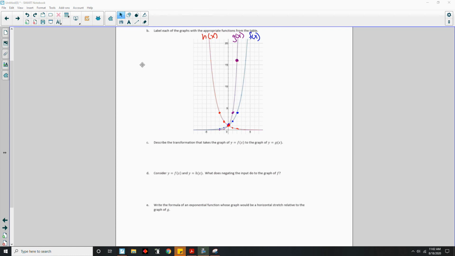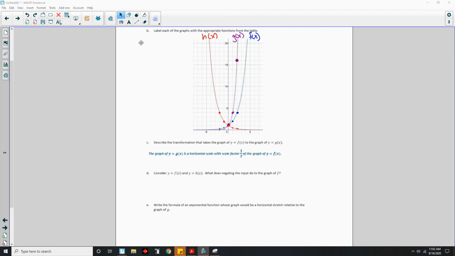Okay, part C says, describe the transformation that takes the graph of y equals f of x to g of x. So in other words, what made this blue graph get to g of x, which is purple? What did we have to do?